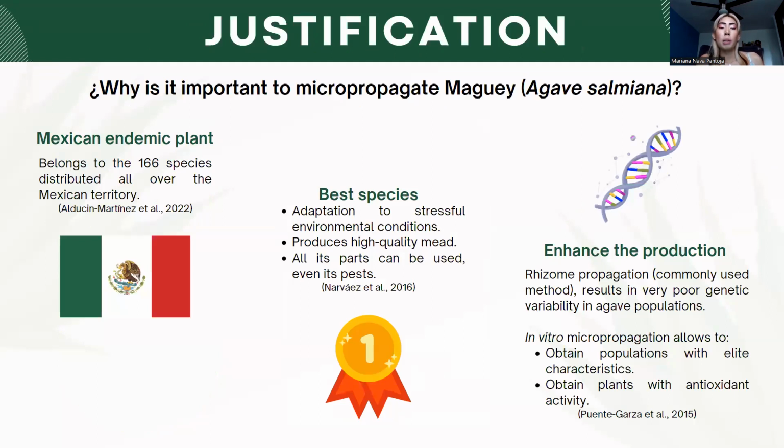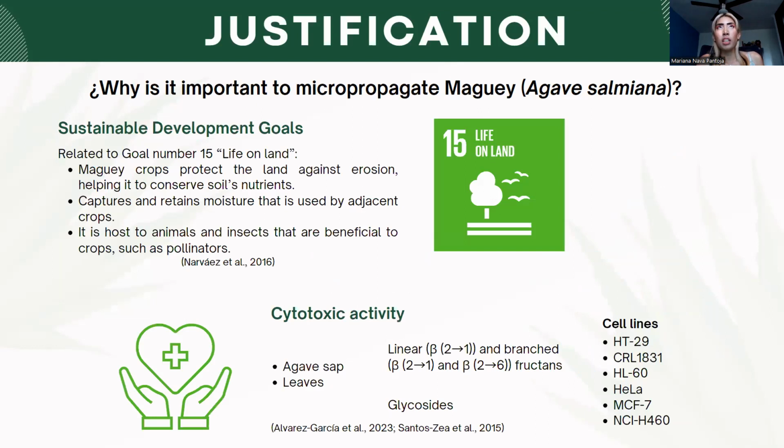It is a Mexican endemic plant that has the ability to adapt to stressful environmental conditions. It produces high-quality meat, and all its parts can be used. By micropropagating this species, we will be able to obtain populations with elite characteristics, as well as to obtain plants with antioxidant activity. It is also important to note the key role that the Agave salmiana plays in the Sustainable Development Goal number 15, which is life on land.